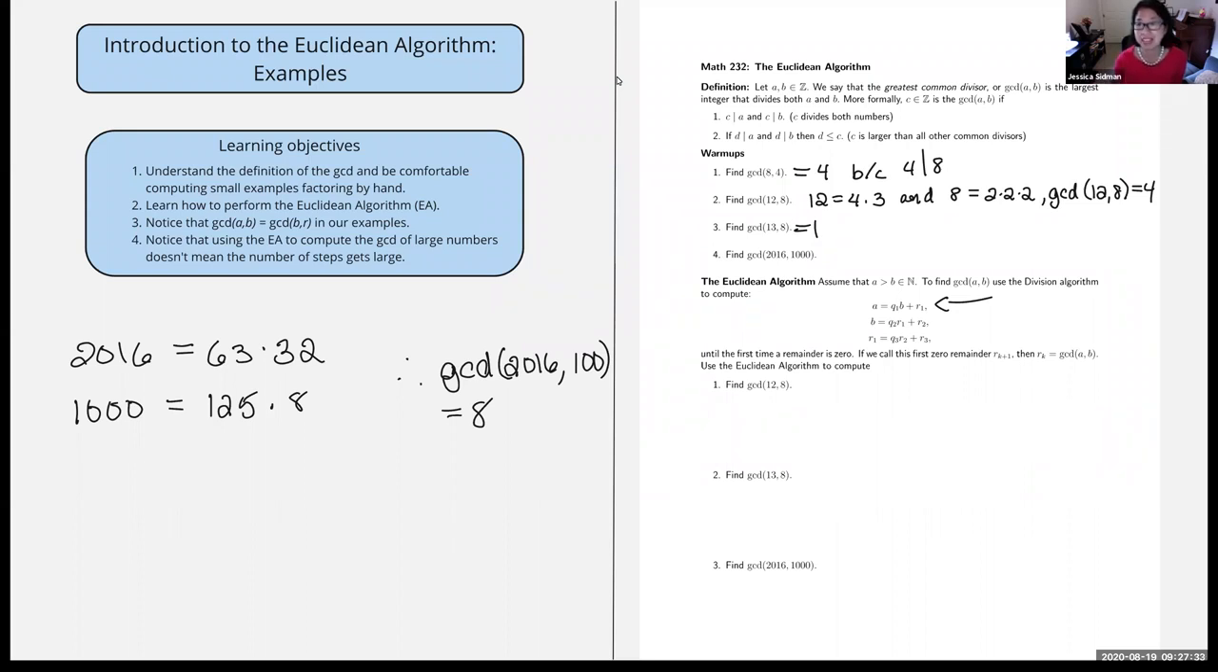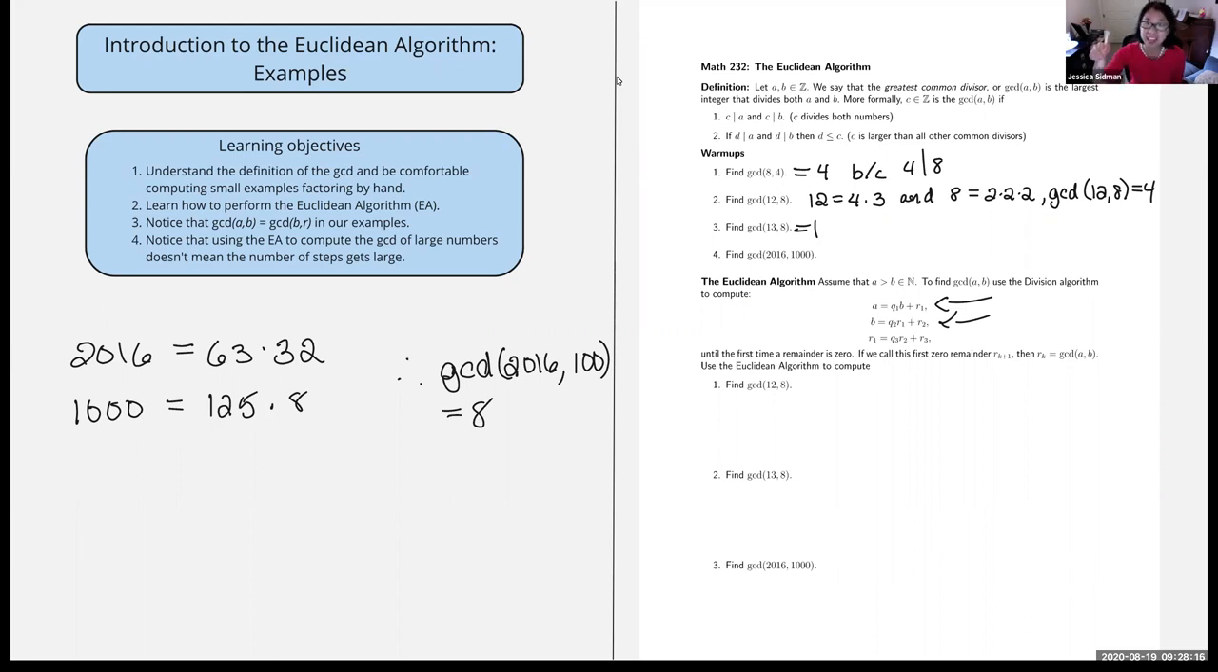Okay. And then, well, what if that first remainder is 0? That means B has to be the GCD, right? Just like when we computed the GCD of 4 and 8. So if the remainder is 0, we're done. If it's not, we're going to do the division algorithm again, and we're going to let B be the new A, and we're going to let R1 be the new B. And so that's what's going on in the second step of the Euclidean algorithm, right? And again, if that remainder is 0, then I claim we're done.